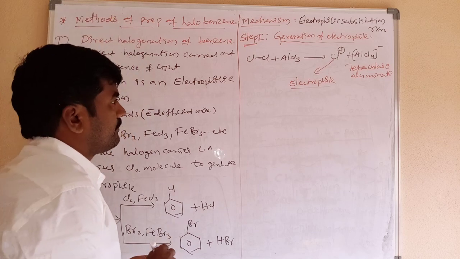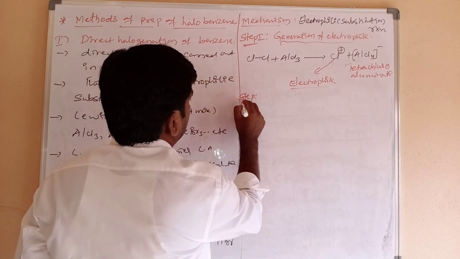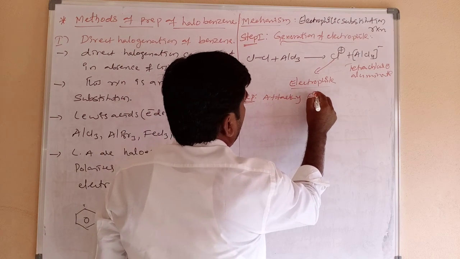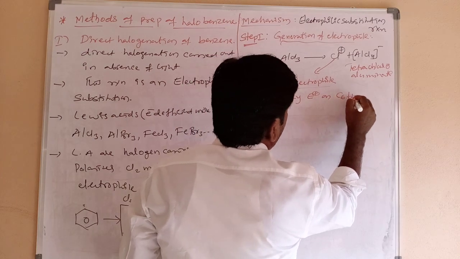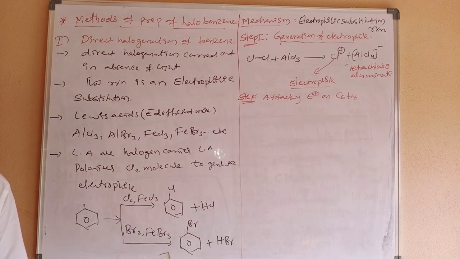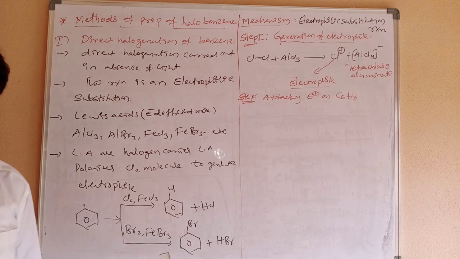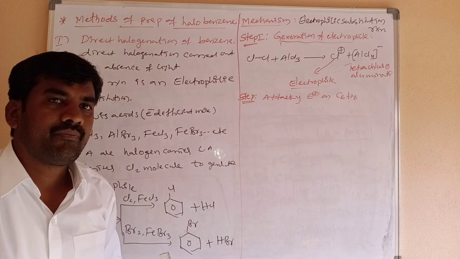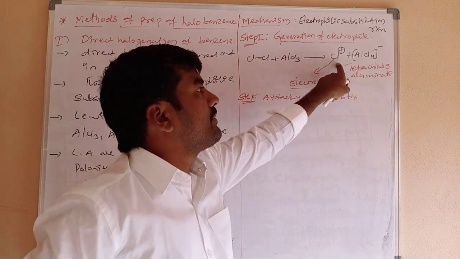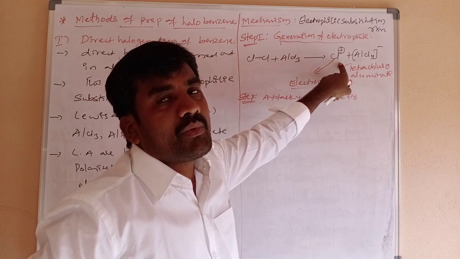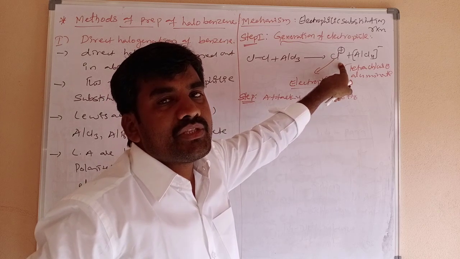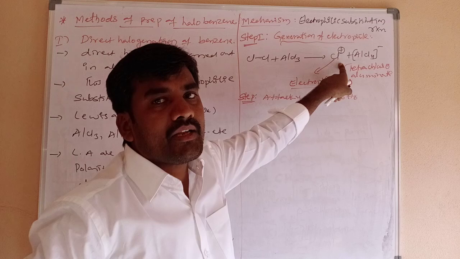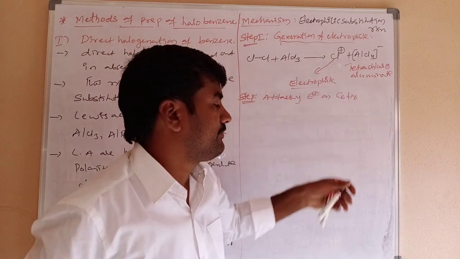In step 2, attacking of electrophile on benzene ring. The electrophile attacks the benzene ring to form arenium ion or sigma complex, in which one of the carbon atoms is sp3 hybridized. What is the electrophile? Chloronium ion or chlorine cation attacks benzene, then what happened? The benzene ring is converted to arenium ion or sigma complex in which one of the carbon atoms is sp3 hybridized.